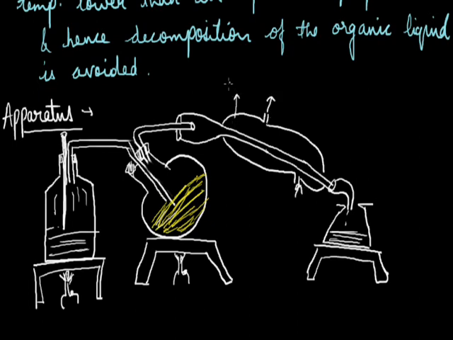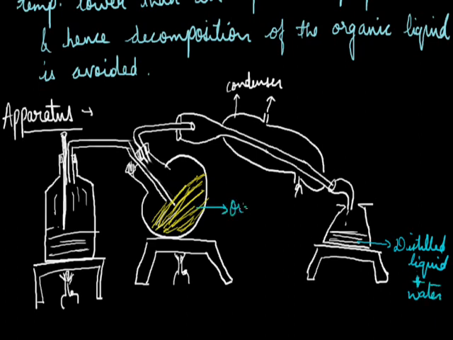This is the condenser. Here the pure liquid is there, so this is the distilled liquid, and there is the water also in it. This is the organic compound plus impurities plus water.